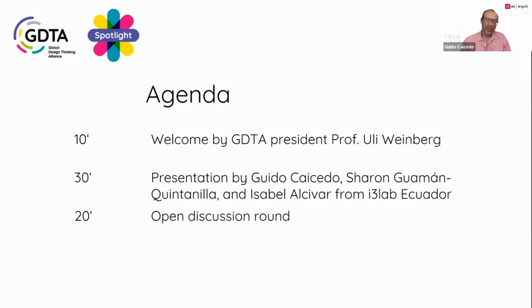Now I would like to welcome our 3 guest speakers from ESPOL University, from the I3 Lab at ESPOL in Ecuador. Our first speaker will be Guido Caicedo, and I'm not sure if I'm pronouncing it right. I'm improving on that. He is a professor of engineering and entrepreneurship at ESPOL. He will be followed by Isabel Alcívar. She will be the second speaker, and she is improving the work systems. She's a professor of industrial engineering and also active at the I3 Lab at ESPOL.